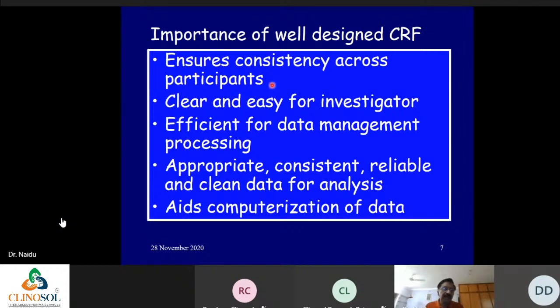And definitely now all the people are using computerization. They enter the hard copy data into the computer for analysis. So a well-designed case record form should be easily entered into computer data so that analysis can be done.